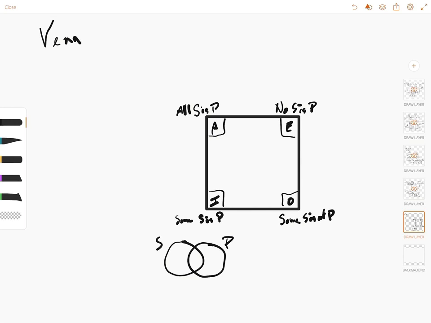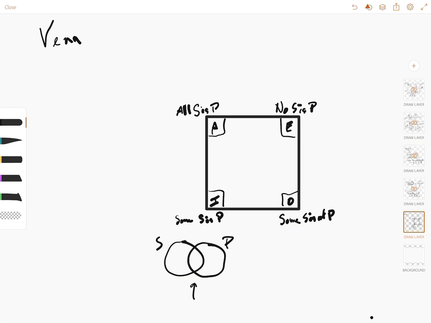So the claim is some S is P, as I mentioned. We have three regions to look at. We have the region of S outside of P. Those are all the S's that are not P's. We have the region of P outside of S. Those are all the P's that are not S's. And then we have this overlapping region in the center that will have S's that are P's. Notice in the proposition some S is P, the only claim that's being made is that there's at least one S that is a P.